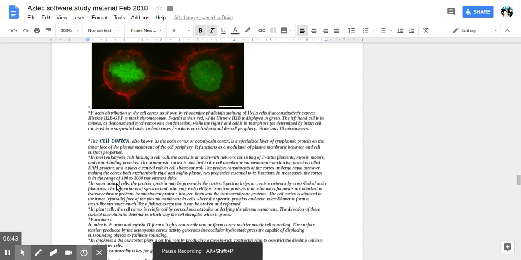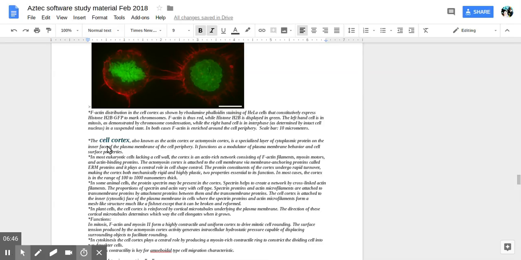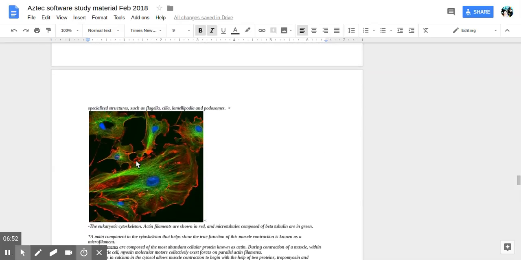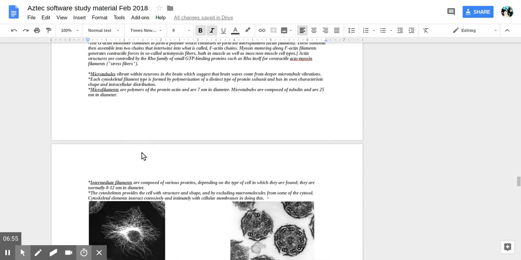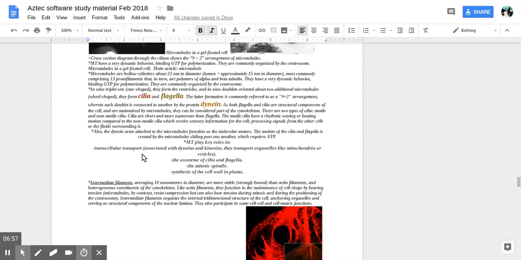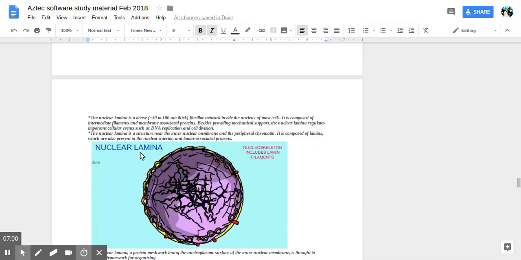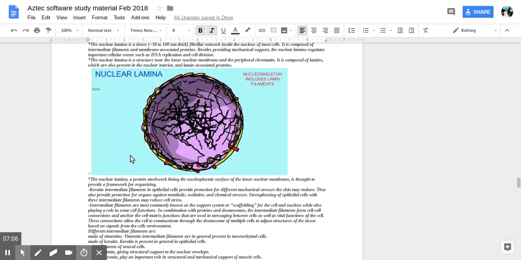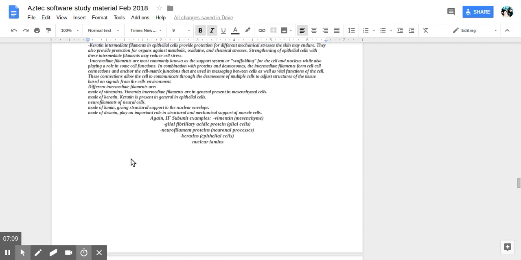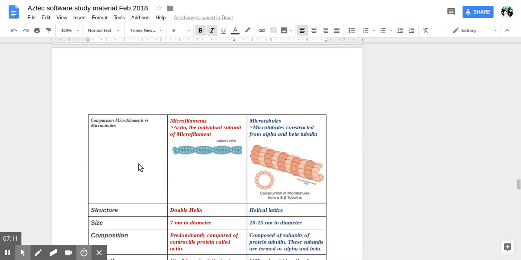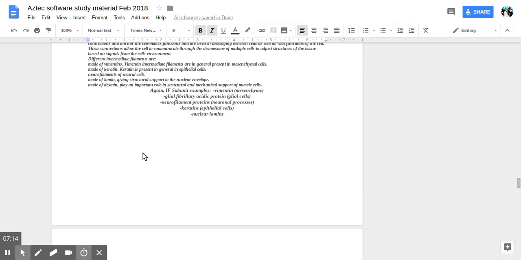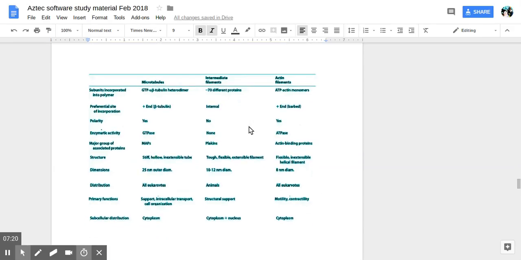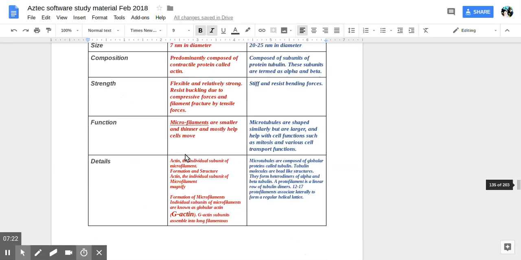Excuse me, earlier I got confused. So this is the cell cortex, so it's inside the cell, not necessarily the nucleus. That was the nuclear lamina, referring to the inside of the nucleus, which is shown right here, and that's made up of mostly intermediate filaments, which are the third part of the cytoskeleton, the nuclear lamina, as we learned right here in this chart.